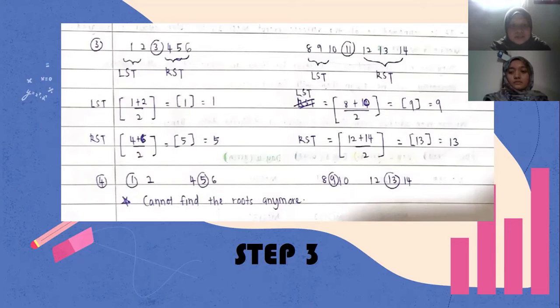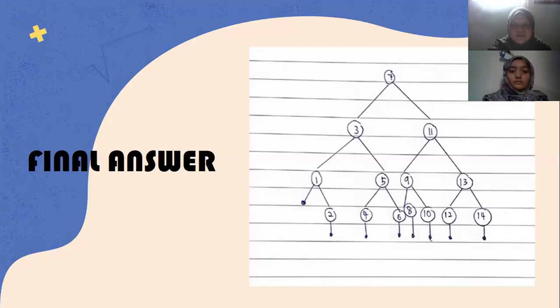So for the next step, we will try to search for other roots, but we cannot find any more roots, as we get 1, 5, 9, and 13 as the final roots for the question. So we will use the roots that we got from step 1, step 2, and step 3 to make a binary search tree. Next, this is the final answer.